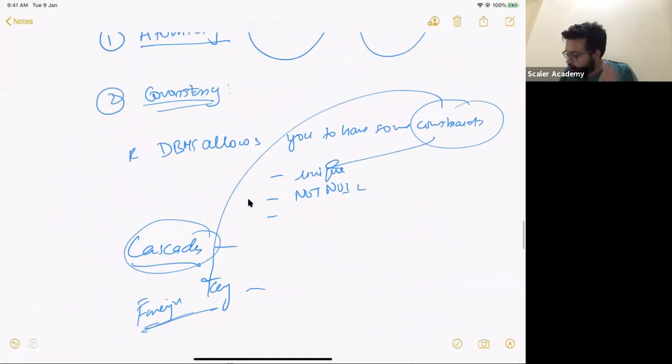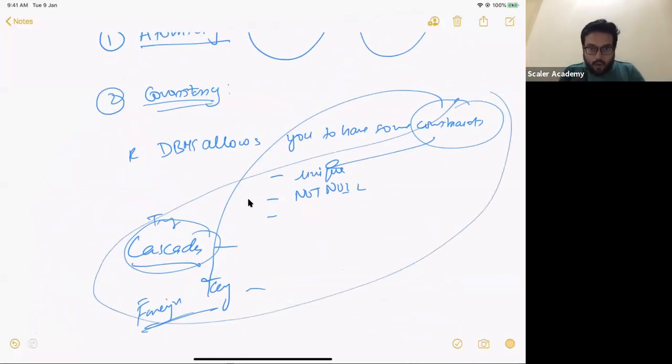Okay, so DBs also allow you to do cascades, and triggers and so on and so forth. These things, triggers, cascades, constraints, foreign key constraints, all of these DBs allow you. Now, consistency basically means that whenever you are doing any operation, the DB will automatically, out of the box, make sure whether that operation is leaving your database in a consistent state or not.